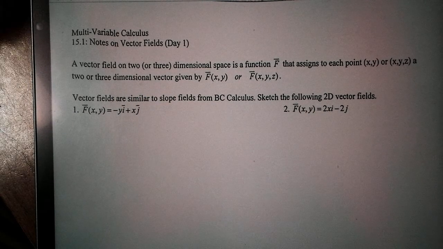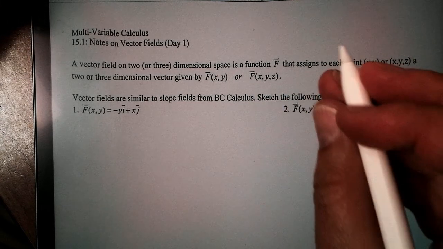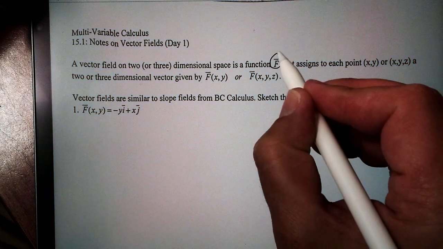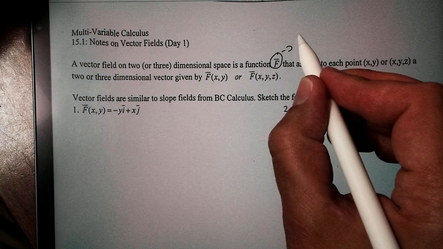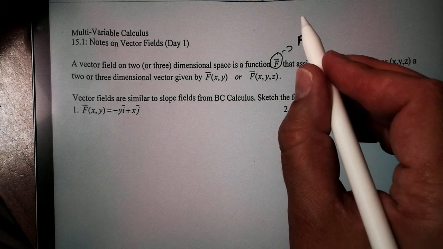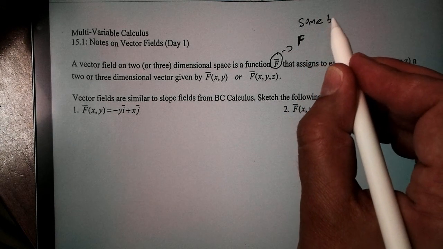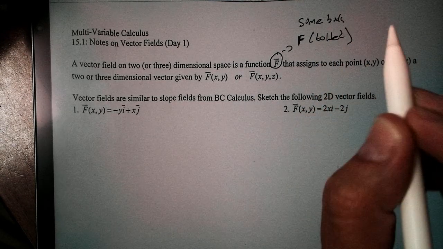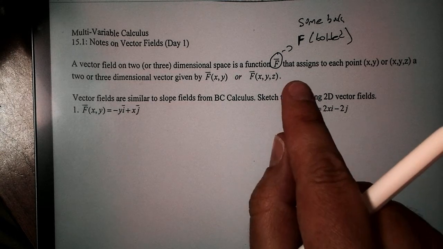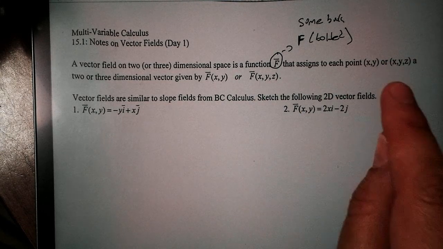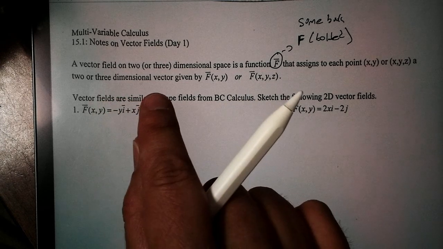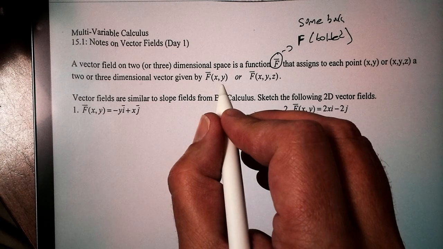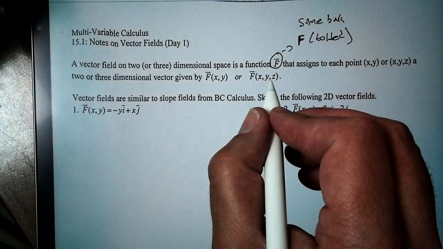Now a vector field in 2 or 3 dimensional space is a function called f hat. Now, some books will have this bolded. It'll be like a big old F. In some books it'll just be a bold F. But we're going to use f hat in here. So a vector field is going to assign to each point a 2 or 3 dimensional vector given by f hat of x, y in 2 dimensions, or f of x, y, z in 3 dimensions.